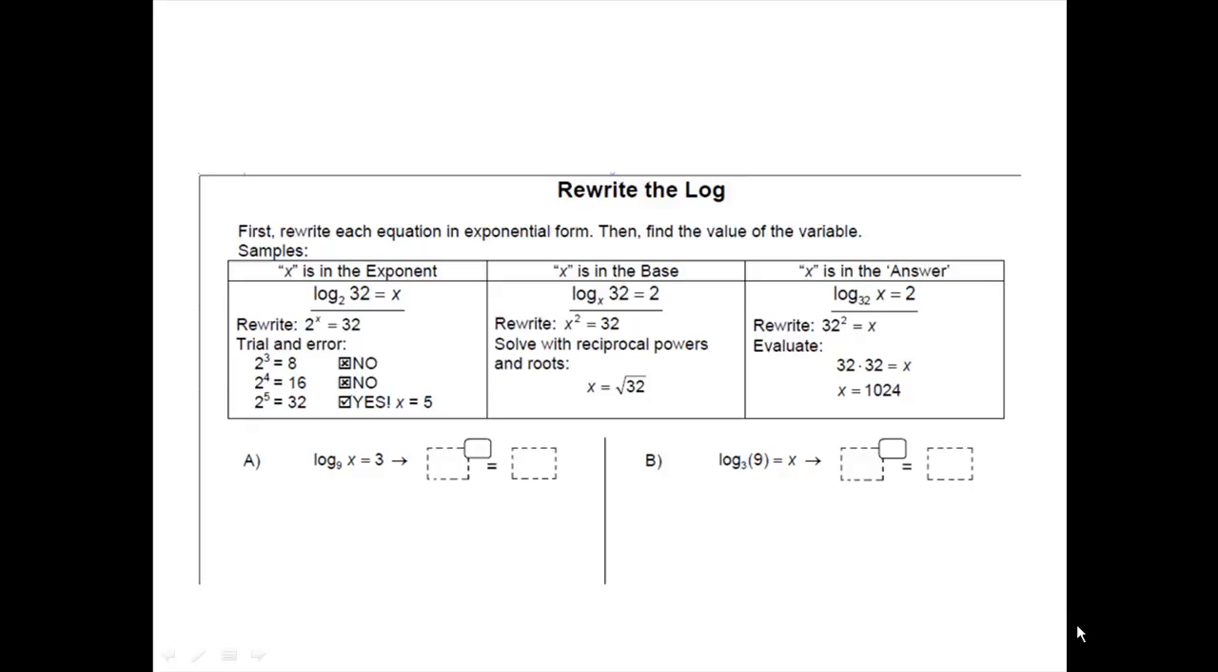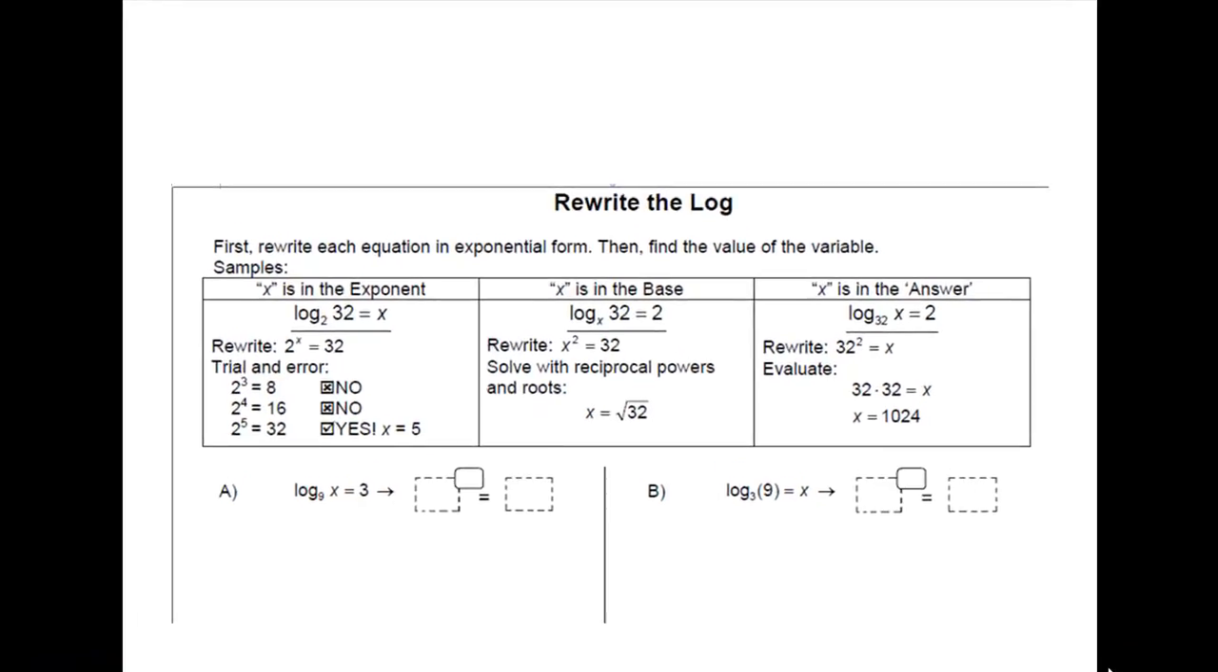It would be rewritten, like in this problem, 2^x equals 32. Then by trial and error, we need to figure out 2 to the what power equals 32. And of course, according to the example, 2 to the fifth power is the only one that would give you 32. So then x would be 5.